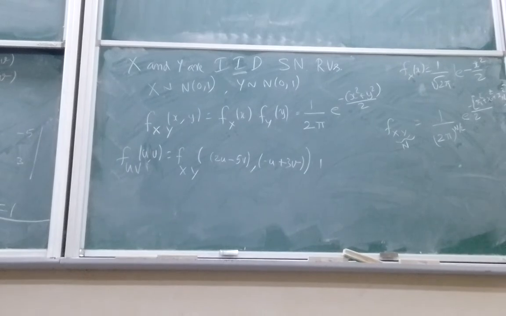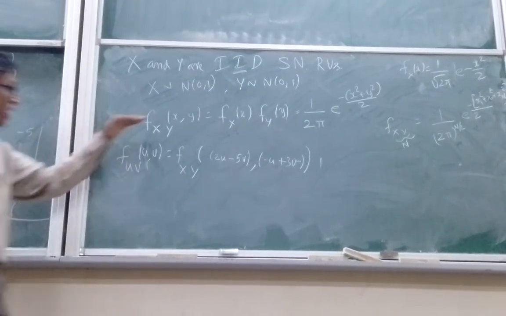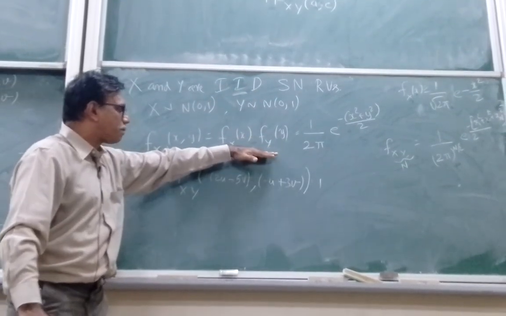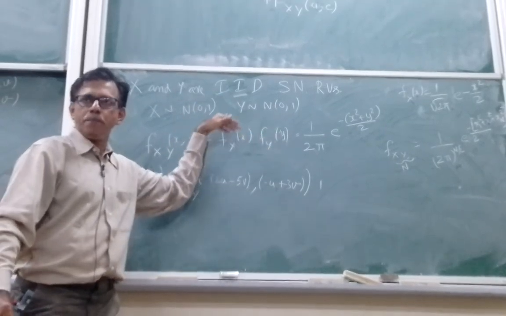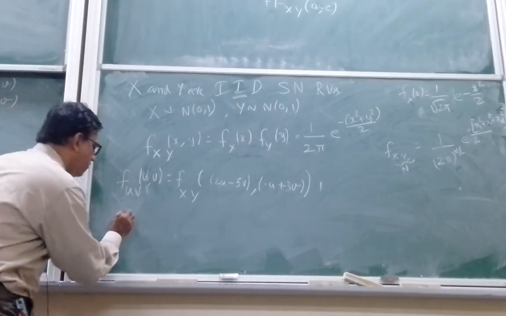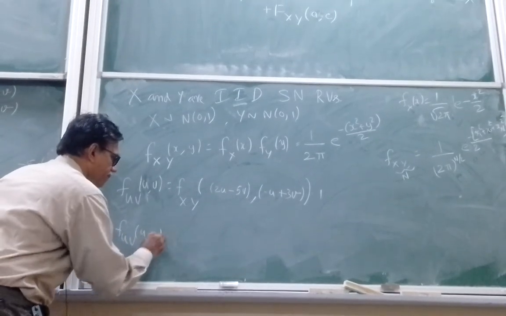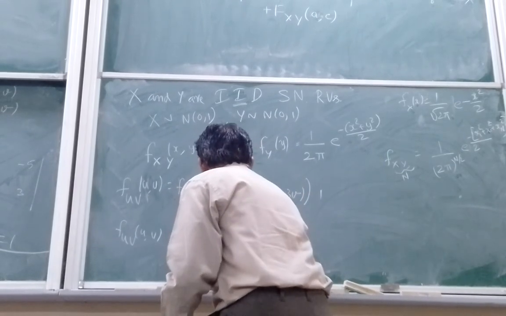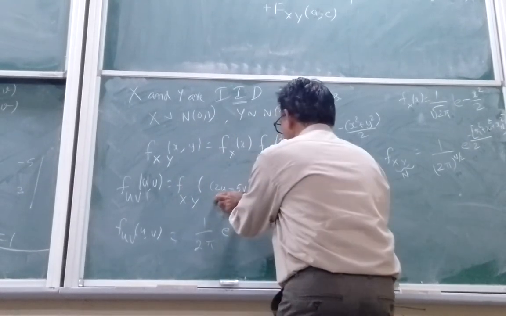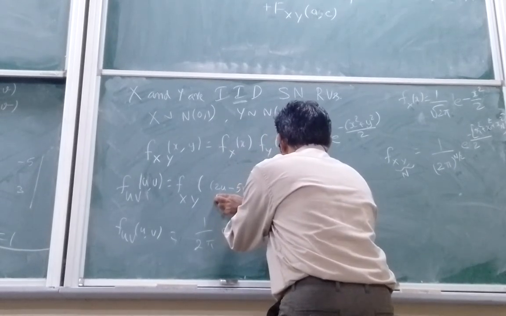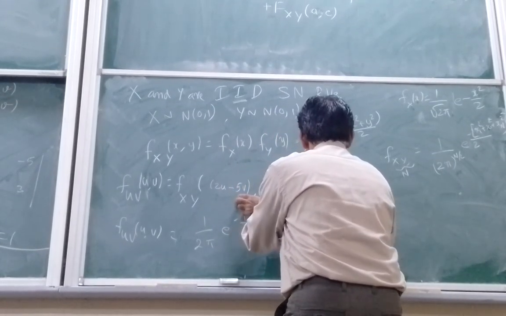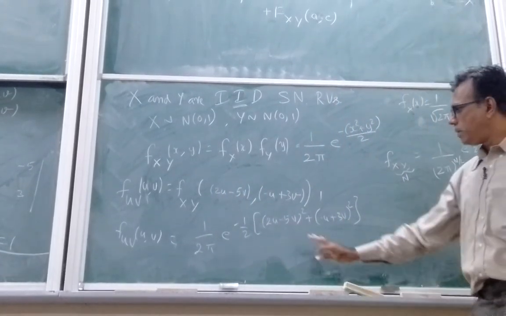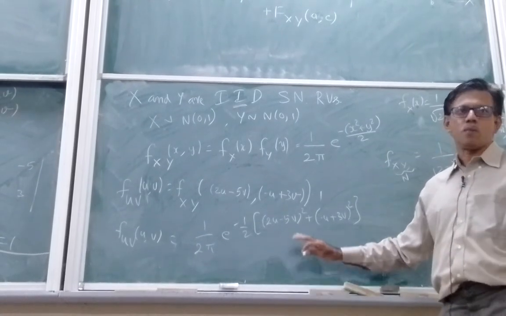If u and v are related to this one, this is the formula we have obtained. If x and y are actually IID standard normal distribution, this will be the x. So for this particular joint PDF of x and y, what will be the joint PDF of u, v? You substitute it in this form: 1 over 2 pi e power minus half into (2u minus 5v) the whole square plus (minus u plus 3v) the whole square. This is how you will get the joint PDF of u comma v.